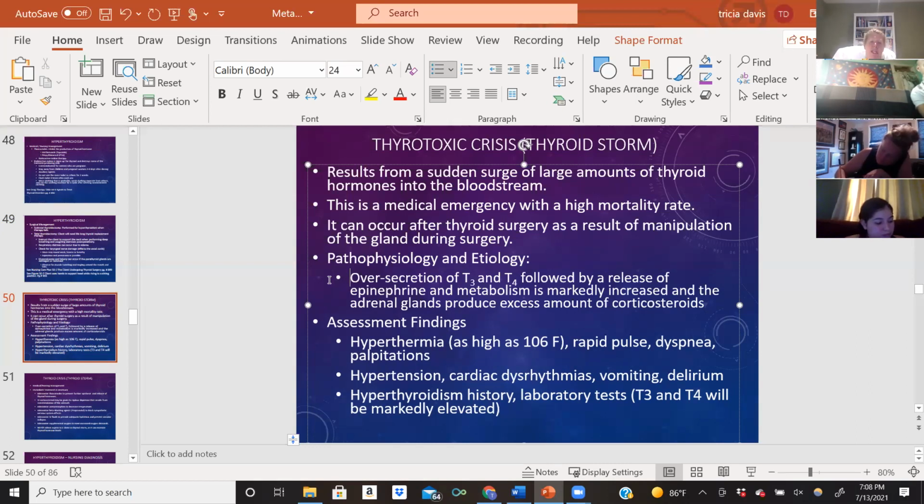So things that we would want to check out: we would want to know, do they have a history of any hyperthyroidism in the past? Have they had any recent thyroid surgery that could have caused this? The laboratory tests that we look at would be T3 and T4, and these are going to be markedly elevated.